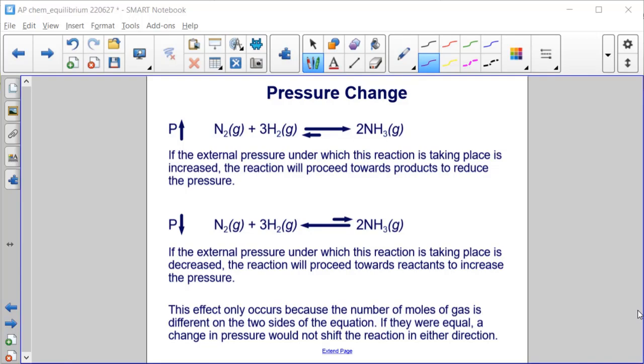This effect only occurs because the number of moles of gas is different on the two sides of the equation. If both sides had an equal number of moles, a change in pressure would not shift the reaction in either direction. That's an important note. So this only happens because we have differing numbers of moles of gas on either side of the reaction.